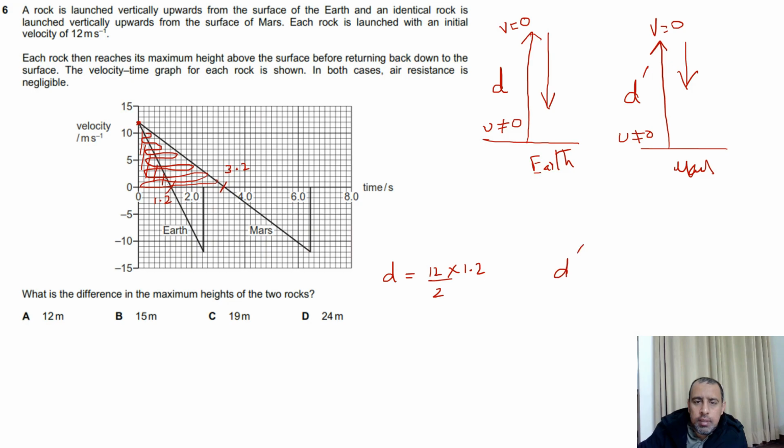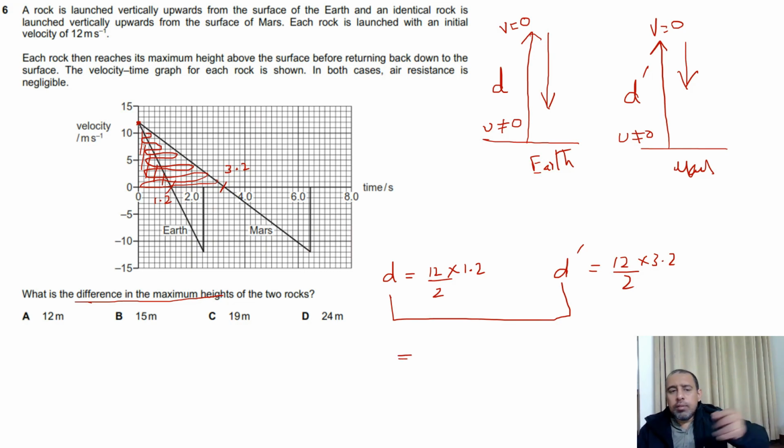So this distance d dash, these are not the scale diagrams which I have drawn. So it's 12 into 3.2 divided by 2, and by subtracting these two you can get the difference in the maximum heights. The difference in the maximum height is the difference between these two heights. So the first one, I just have to solve it.